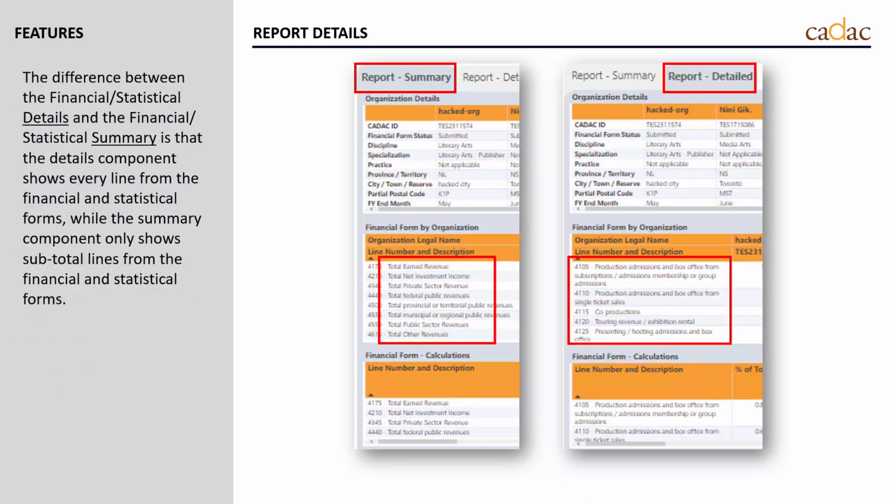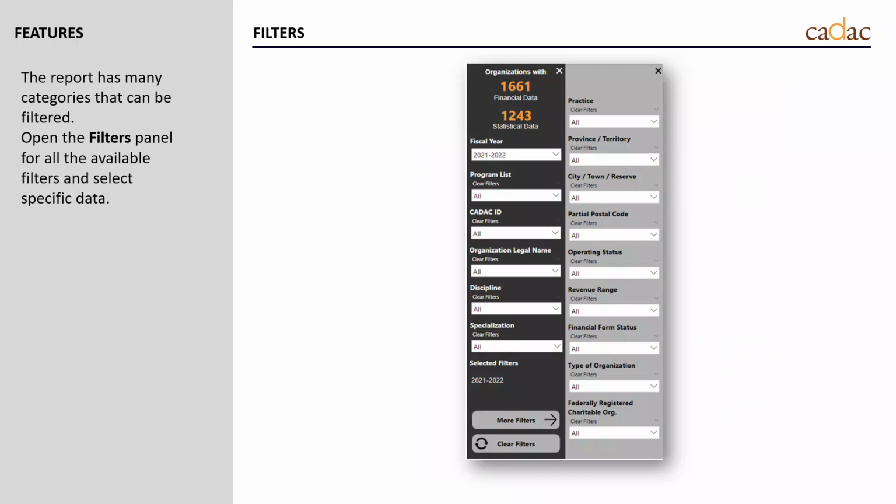As I mentioned, this report contains both summary and detailed versions, the summary only showing subtotals, while details show the information for each line of the financial and statistical forms. You can navigate between those two versions of the report by clicking on the appropriate tab at the top of the report window. And as mentioned previously, the filter panel can be used to see all available filters for the data. In the filter panel, you are presented with a large variety of filtering options.